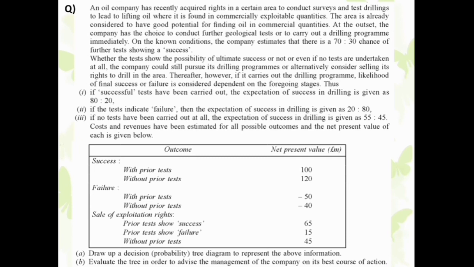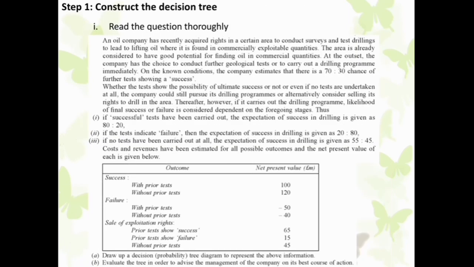So the first step is constructing the decision tree, and in fact that is the most difficult part of the problem. Once your decision tree is correct and completely constructed, the rest of the steps are going to be pretty much straightforward and easy. So let's start. First step is going to be construction of the decision tree. So as I told earlier, read the question thoroughly.